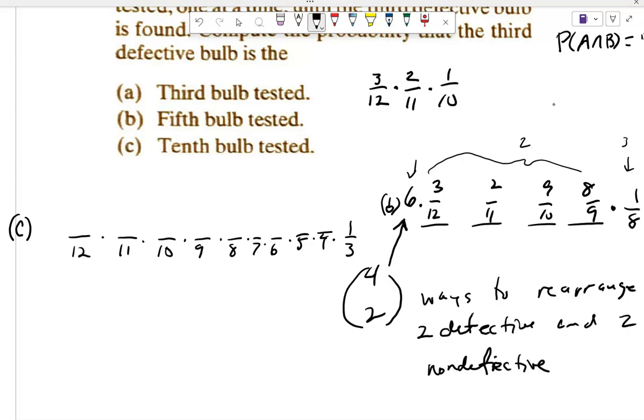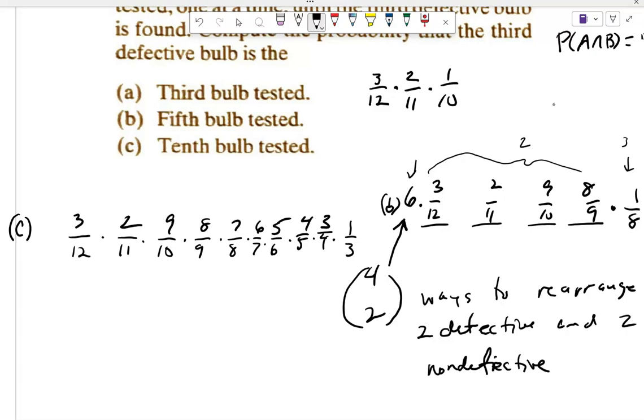Of these 9, you said 2 had to be defective and 7 had to be not defective, right? So let's just do defective, defective, and then all non-defective afterwards. If it's defective, defective, what are you going to have for your first 2 numerators? 3 and 2. And then if the rest are not defective, what do we start with? 9, and then it's going to go down by 1 each time.